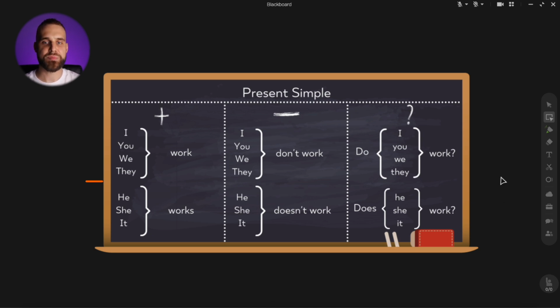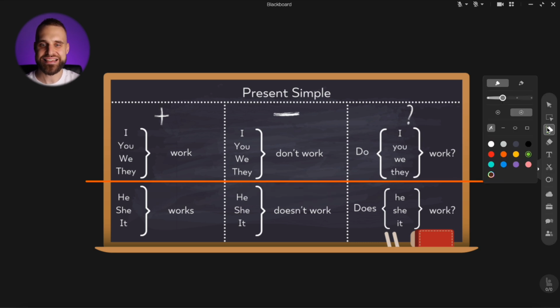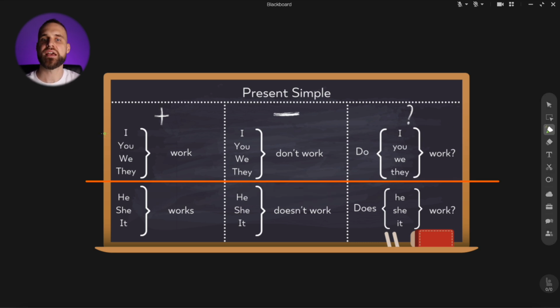Now let's talk about how we build sentences in the present simple. For this part, I've prepared a simple table and I'm going to divide it into 2 parts with a line in the middle, because this is where the main difference happens. If we want to make a simple, affirmative, or positive sentence, we just need subject plus base verb, and that's it. Let's take the verb work as an example.